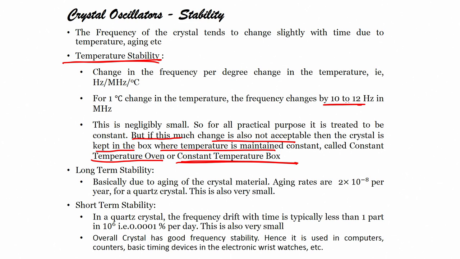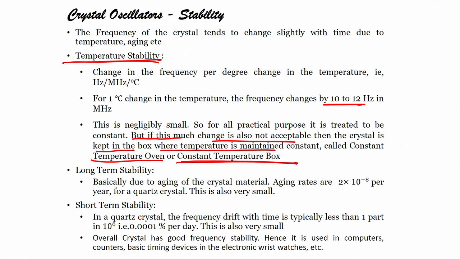But if that much change in frequency is not acceptable in some circuits where we require the crystal to give us an exact, stable frequency with no effect of temperature, then we have to keep the crystal in a constant temperature box or constant temperature oven to get a more stable frequency. Why? Because we are removing the effect of temperature, as the crystal is kept within a constant temperature box. So, that is about temperature stability.